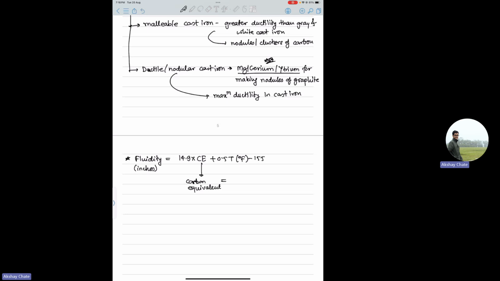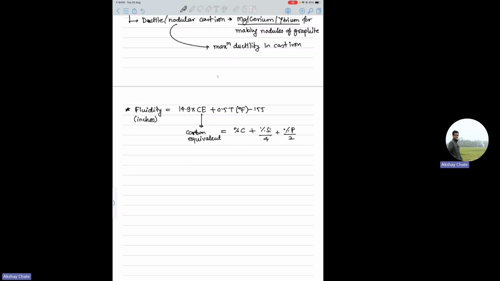CE is called the carbon equivalent. You have to take the percentage of carbon in your cast iron, then percentage of silicon divided by 4 plus percentage of phosphorus divided by 2. That will be your carbon equivalent, and it should be around 4.55 for maximum fluidity. So this is the formula that you should remember.